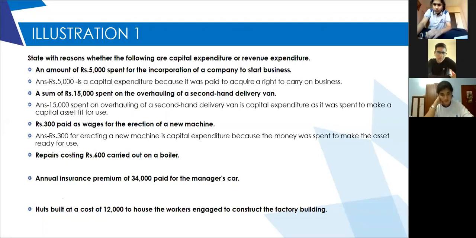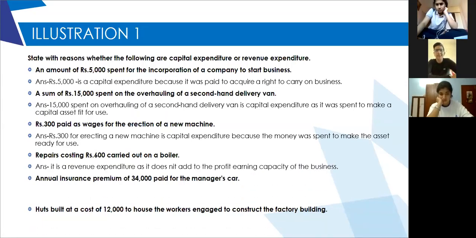Yes, 300 for erecting a new machine is capital expenditure because the money was spent to make the asset ready for use. Next one: repair costing 600 carried out on a boiler. Revenue. Excellent. It is a revenue expenditure because it is not adding any profit earning capacity to the business.